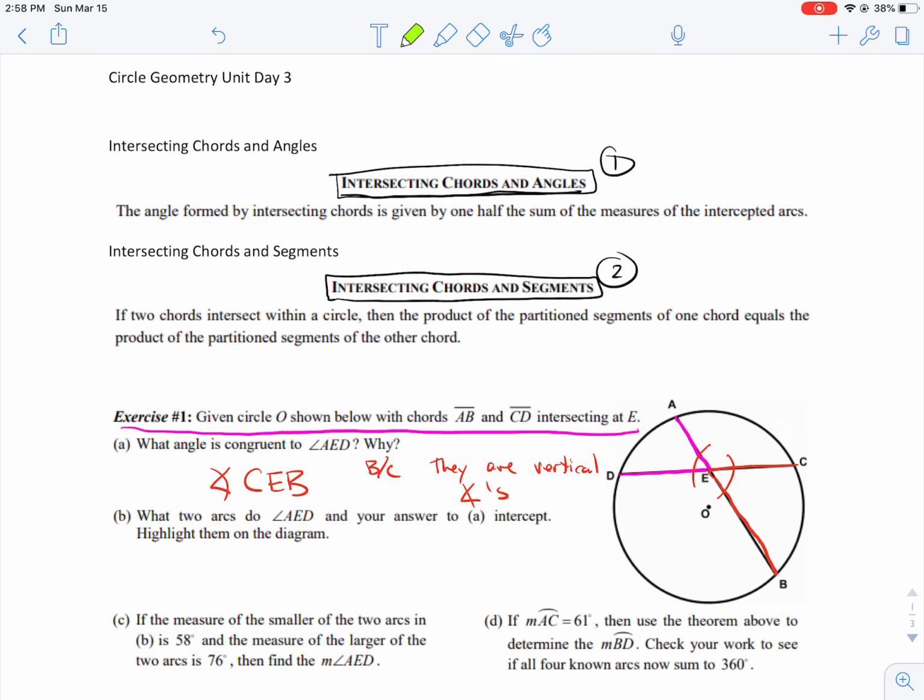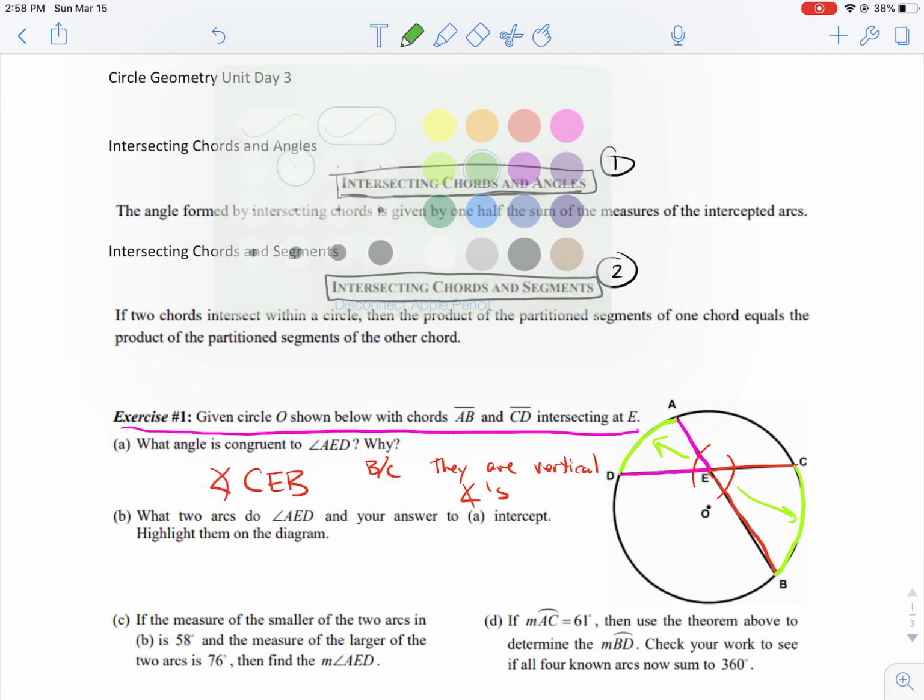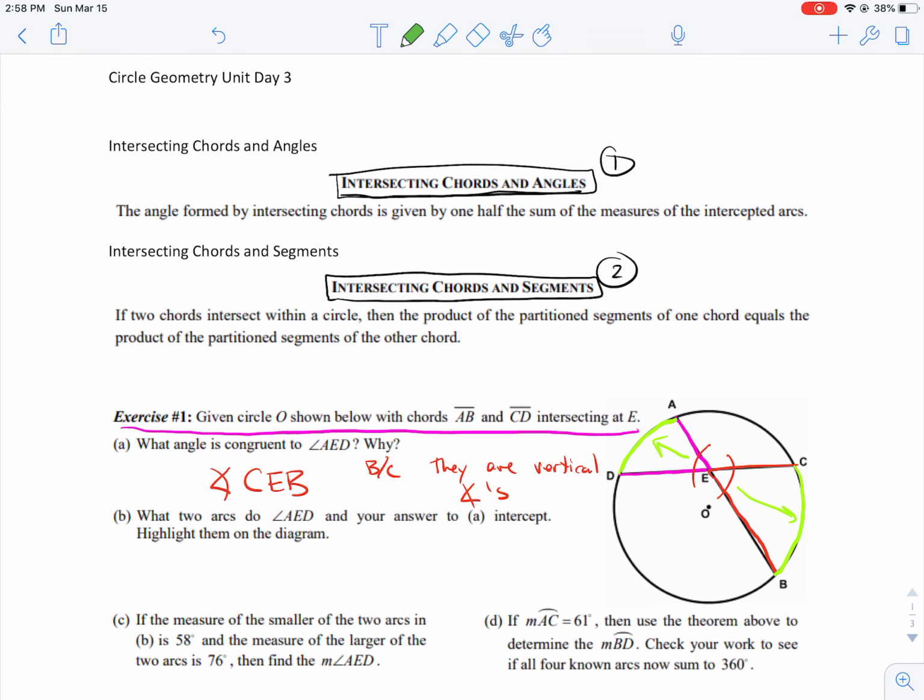Letter B says, what two arcs do AED and your answer to letter A intercept? I'm going to show that in bright green. It's going to be these two right here. We're looking at the arc located directly across from those particular angles. So for AED, we're talking about the one directly across here. These two sides pertain to the other two angles. It says highlight them, and we did.